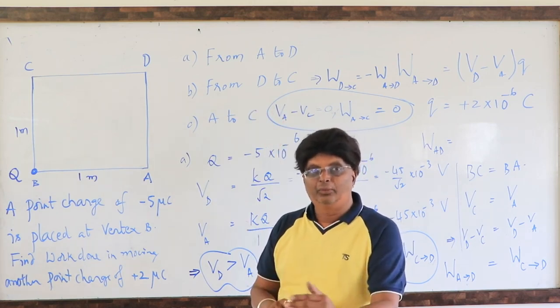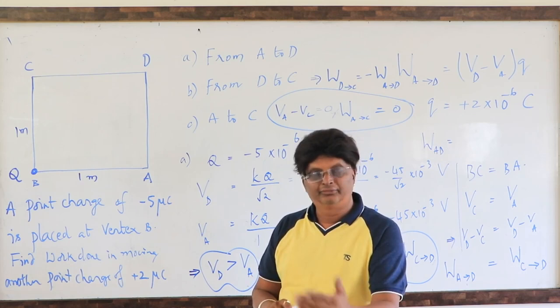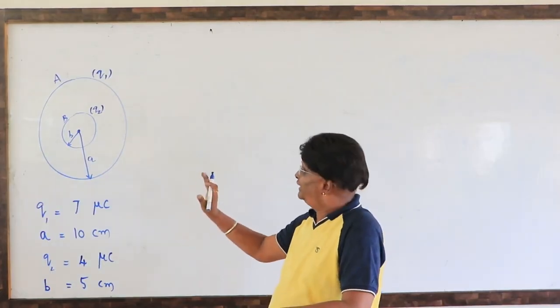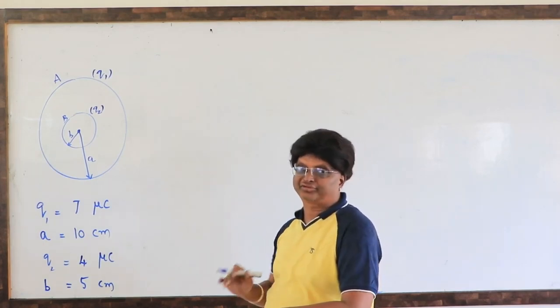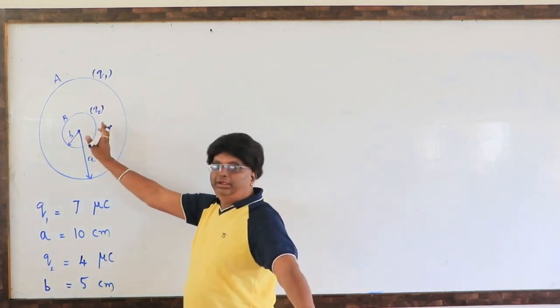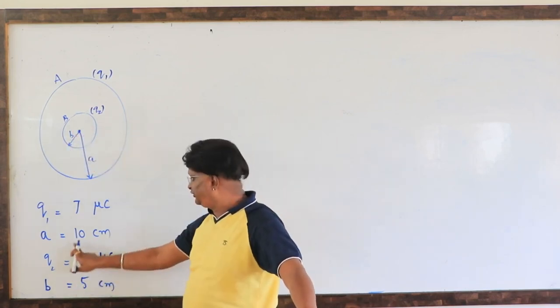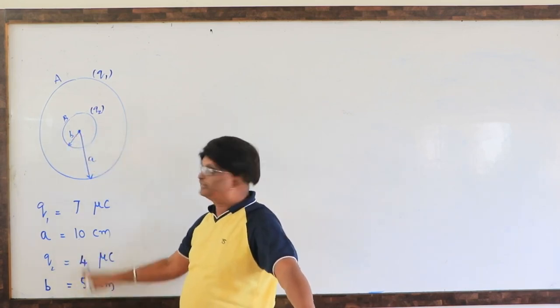Now let us see one more model of potential example. Yeah friends, look at this example. I said A and B are concentric shells. A and B are concentric shells with the radii small a and small b given to be 10 centimeter, 5 centimeter.